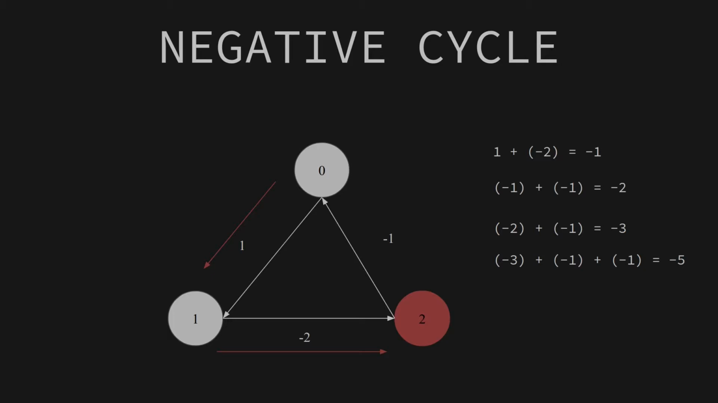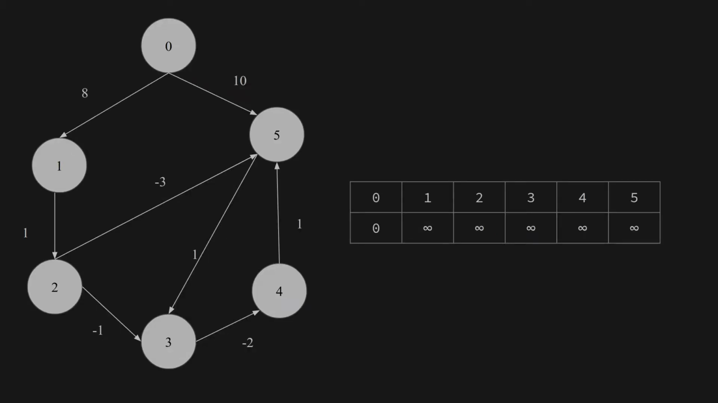So the Bellman-Ford algorithm can actually detect the presence of a negative cycle. In case of a negative cycle, we just say that there is no shortest path, or we can say that there is a negative cycle and stop the algorithm. So the algorithm starts quite similar to Dijkstra's. We start by creating a list of distances of each vertex from the source vertex, which in this case is 0. Then we set the distance of vertex 0 as 0 and the rest as infinity.